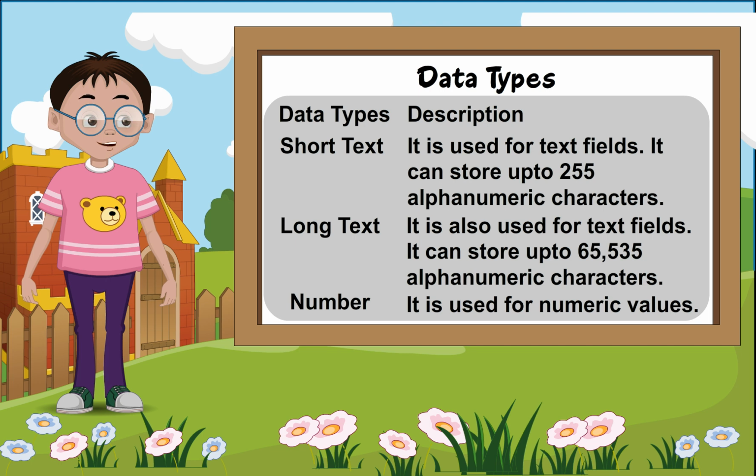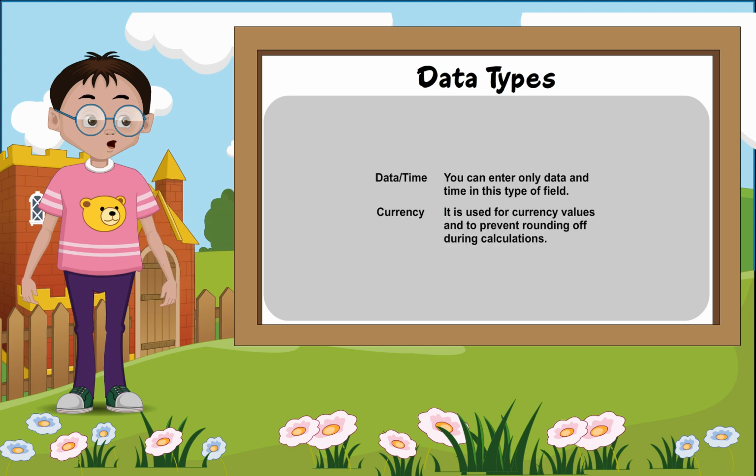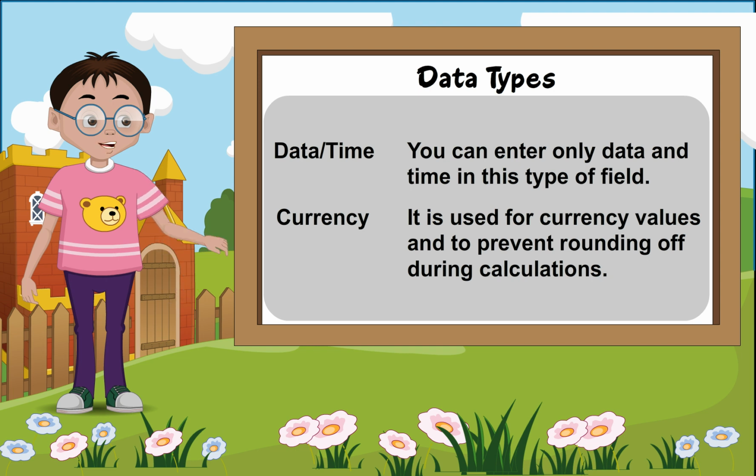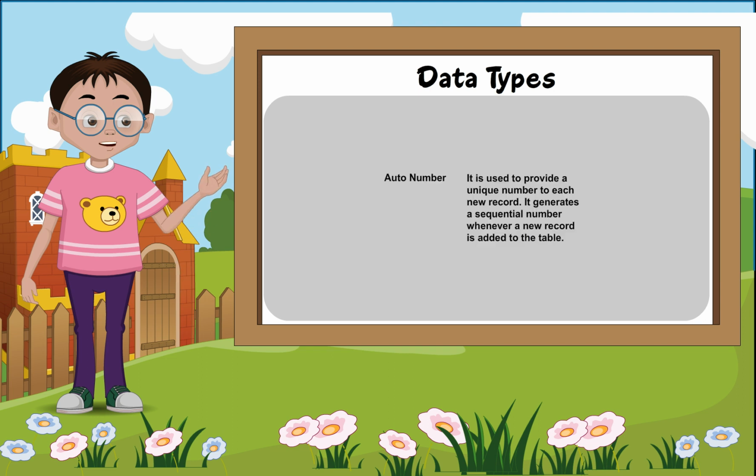Data types. Description. Short text. It is used for text fields. It can store up to 255 alphanumeric characters. Long text. It is also used for text fields. It can store up to 65,535 alphanumeric characters. Number. It is used for numeric values. Date or time. You can enter only date and time in this type of field. Currency. It is used for currency values and to prevent rounding off during calculations.